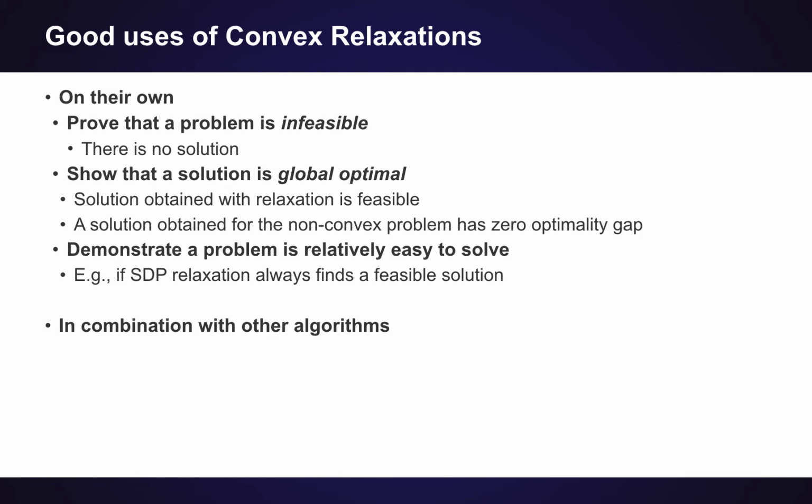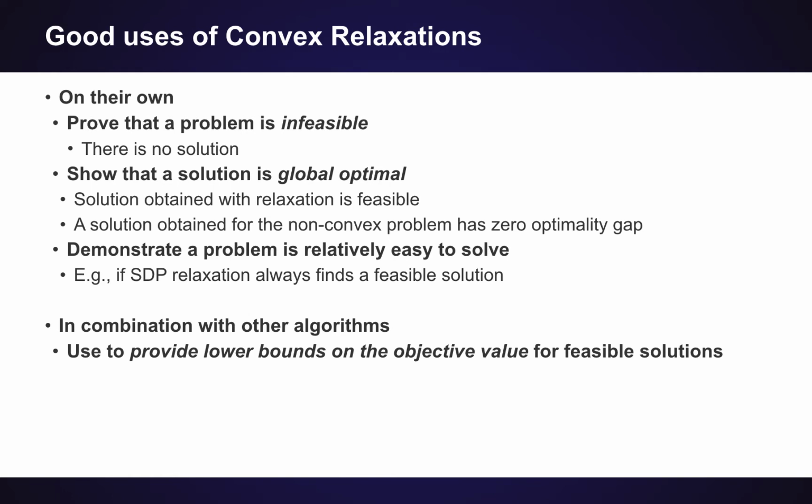Other uses would be in combination with other algorithms, in particular with local solvers where you solve the non-convex problem, letting them help each other. So one thing you can do here with the relaxation is to provide a lower bound on the objective value for the feasible solution. We were talking about the zero optimality gap before. Now you can also think of a case where you have a solution to the non-convex problem which has a certain objective value, and then you solve the convex relaxation and you get that the optimality gap is not zero, but it is small enough that you don't really care.